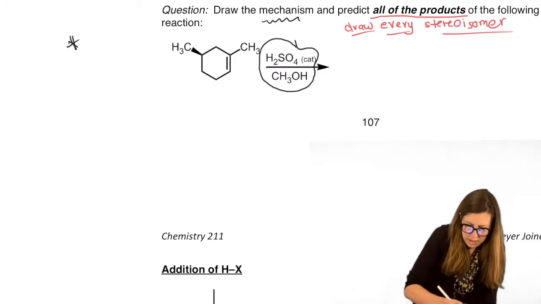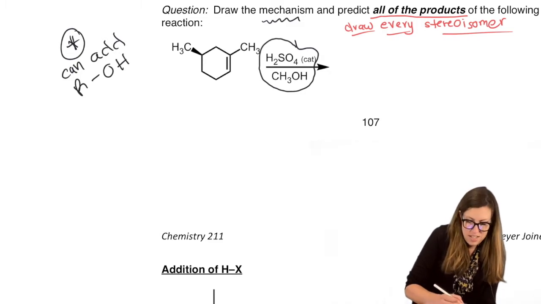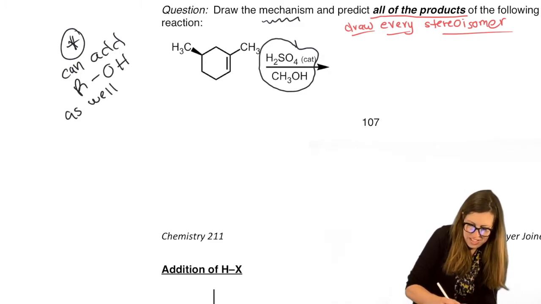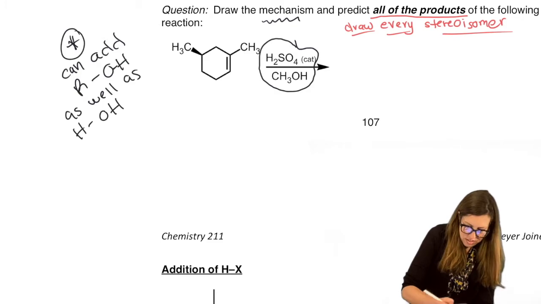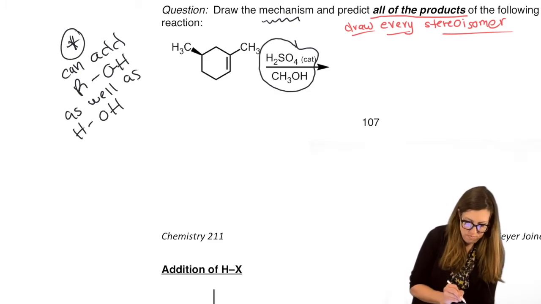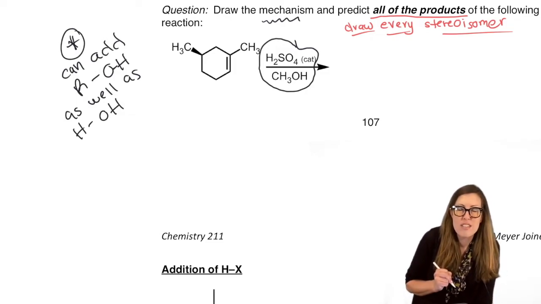I'm going to put a star here. You can add ROH as well as HOH. You can add alcohol as well as water. What does that mean? That means one carbon gets the H, the other one gets the OR.